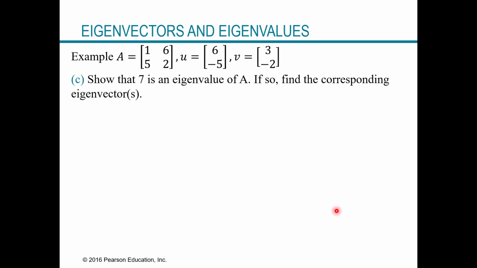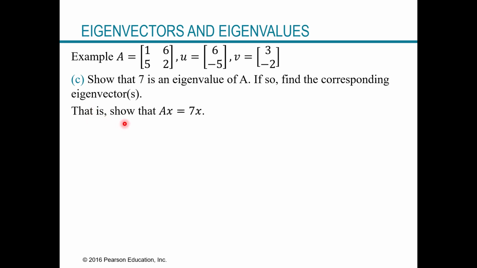Okay, let's do another part to this question. Let's show that 7 is an eigenvalue of A. So far we were trying to figure out if these vectors were eigenvectors, meaning were they multiples of themselves if we multiply them by A. Now I'm claiming that 7, the number, is an eigenvalue. So that's our lambda. If it is, find the corresponding eigenvectors.